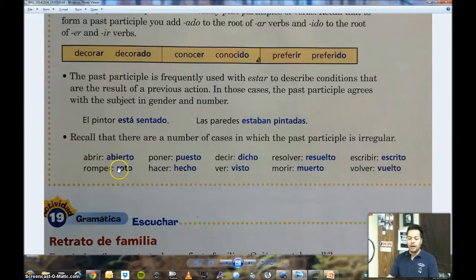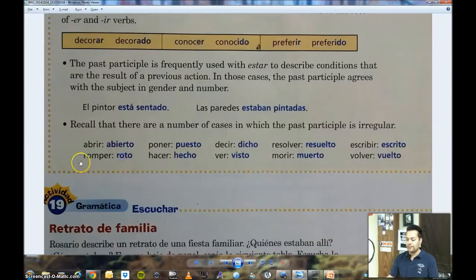Okay? Let's take a look at romper, which means to break or to rip. Look at this. You wouldn't say rompido a lot of times. You would say roto. Although I have heard some people say rompido, roto is the version that we should stick with here. Roto, okay?